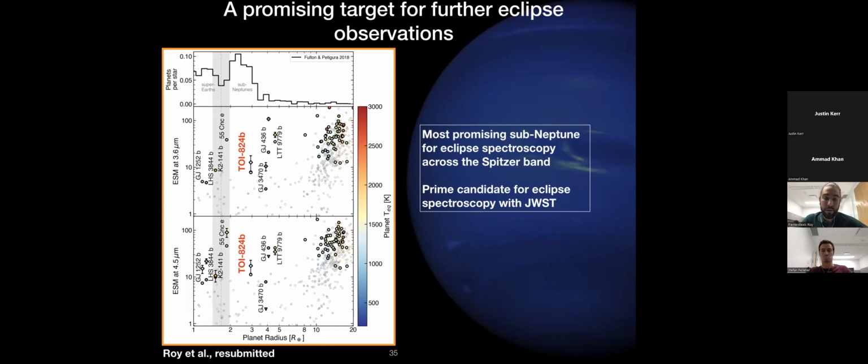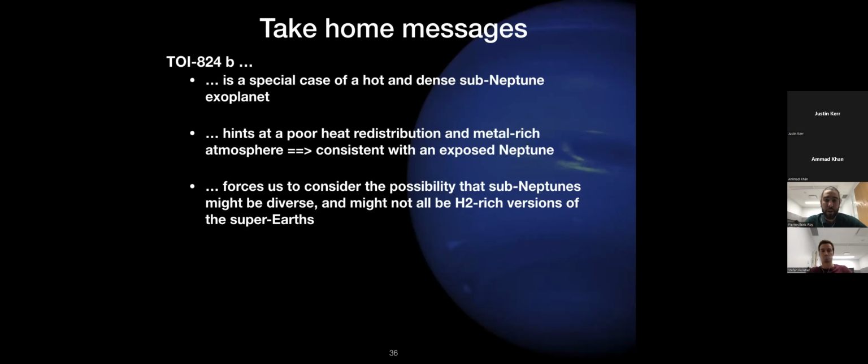So basically, just the take-home messages are that this TOI-24b object is a special case of a hot and dense sub-Neptune. We found hints at the poor heat redistribution on the planet and to a metal-rich atmosphere. And it forces us to consider the possibility that these sub-Neptunes, they might be more diverse than we initially thought, and they might not all be hydrogen-rich.